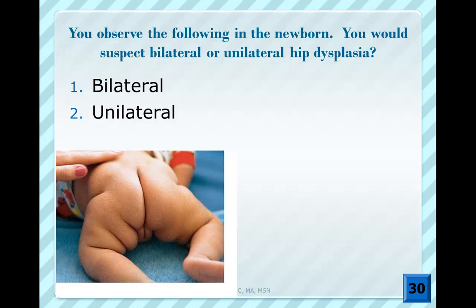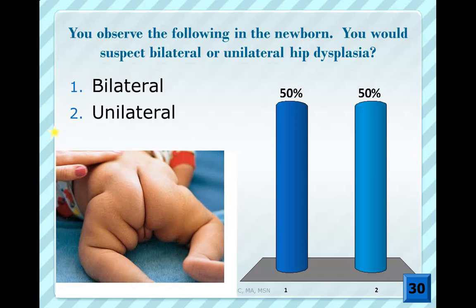Okay, you observe the following in the newborn. You would suspect bilateral or unilateral hip dysplasia. Well, the baby's not laying on their back, so we can't check knee height. Really can't get a good grip on the perineum there because of the way it's laying. So let's look at the thighs. Do you see the difference in the rings on the thighs? Hence, that means we have a unilateral dislocated hip.